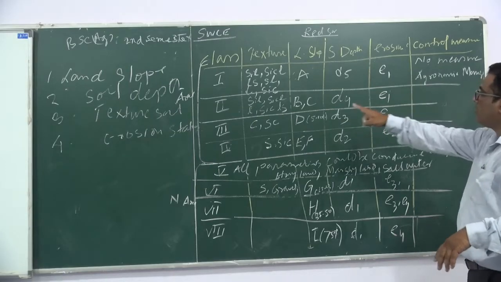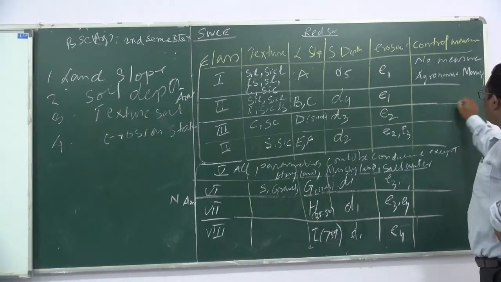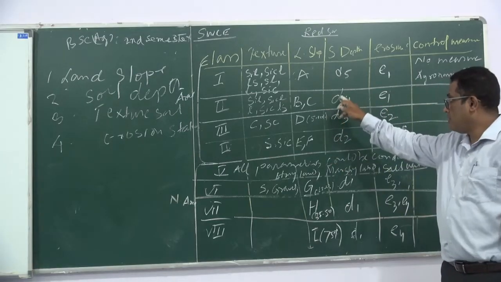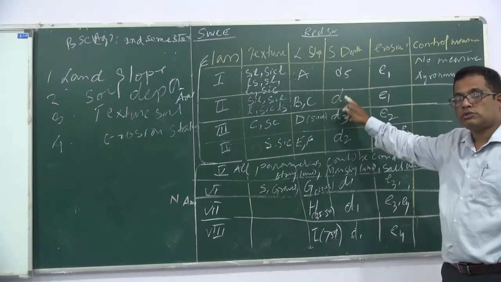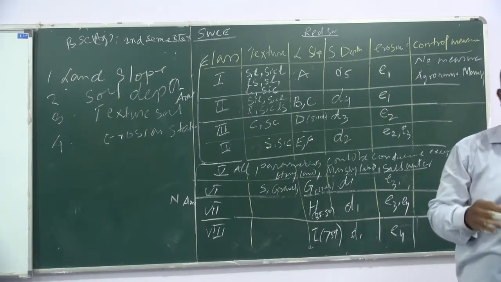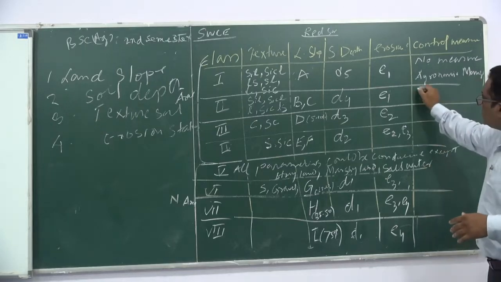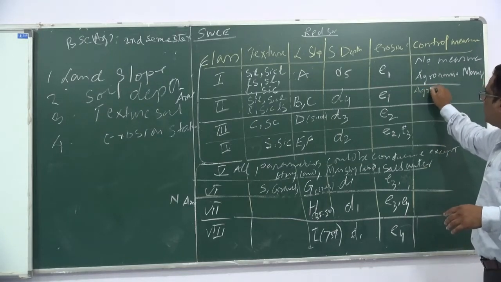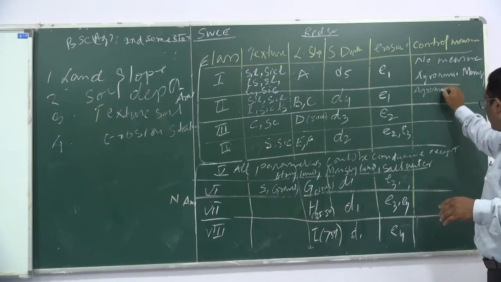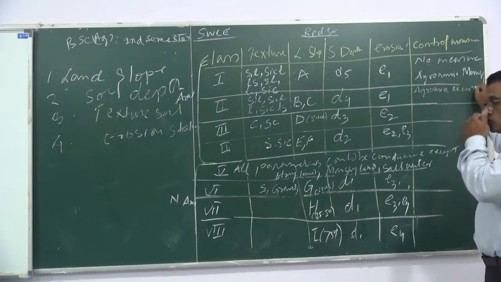Second is your class 2 type of land. Here the land slope is 1 to 5%, where we require some mechanical manipulation. Mostly it could be managed with agronomic measures. What are those agronomic measures?